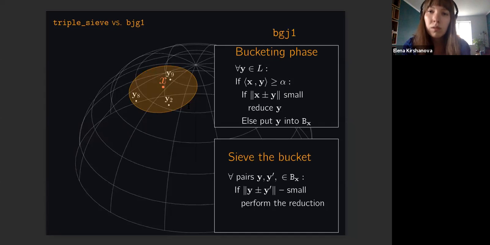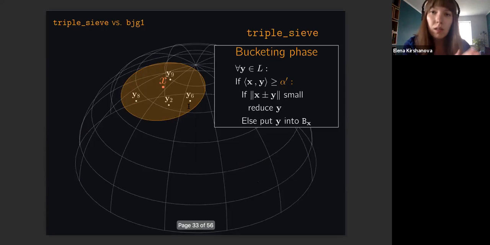The triple sieve differs in the following way. Because we search for triples, we may allow for a bit more slack in the region alpha. This is the first change: because we are now looking for triples but not pairs, we could potentially go for larger regions. And again here, during the bucketing phase, you could hope that some y's reduce with x, but here it's even less likely than in the BGG1, just because we increased the region.